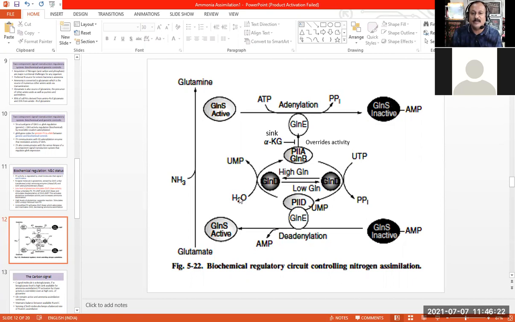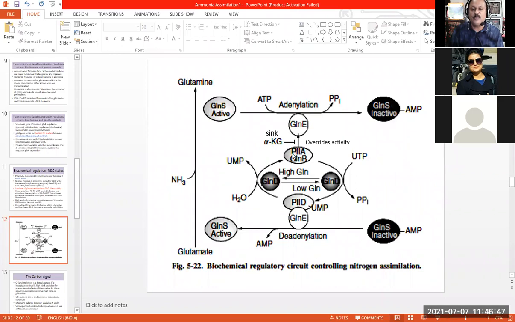Can you see this arrow here? That is hydrolytic cleavage, you can say. In the presence of a water molecule, the UMP will be released, and the P2 molecule is deuridylated to P2A. Is that clear to everybody? Now, once this P2 molecule is deuridylated, it will again activate the GLNE molecule, but in a different way.